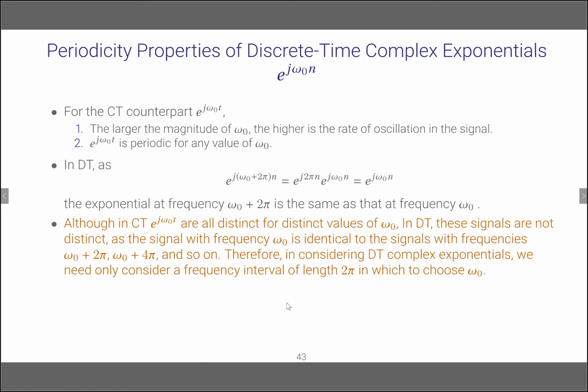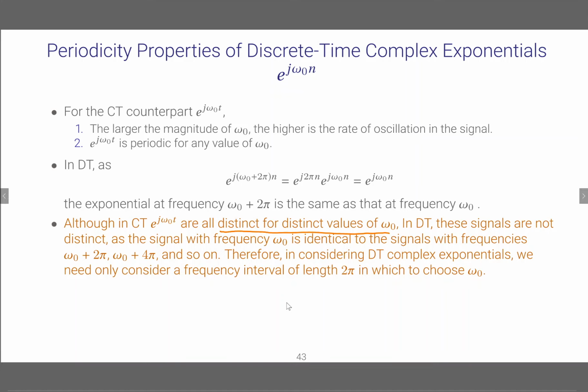So although in continuous time the signals e to the power of j omega t are all distinct for distinct values of omega naught, in discrete time these signals are not distinct, as the signal with frequency omega naught is identical to the signals with frequencies omega naught plus 2 pi, omega naught plus 4 pi, and so on. Therefore, in considering discrete time complex exponentials, we need only consider a frequency interval of length 2 pi in which to choose omega naught. As we saw, the frequency starts to increase from 0 to pi, and then from pi to 2 pi, the frequency decreases.